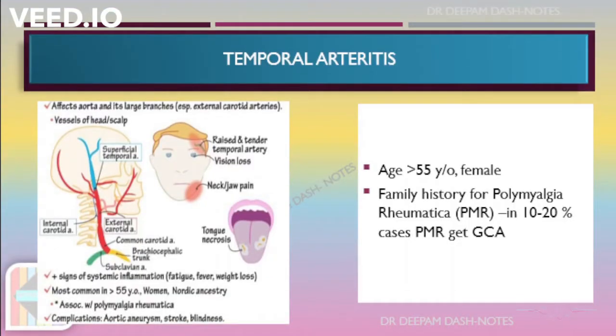Let us now have a look at temporal arteritis, which is also known as giant cell arteritis. It is known as arteritis because it is an autoimmune disease which affects the temporal artery. It usually affects only one side, and therefore the patient will usually present as a female who is more than 55 years of age with pain on one side of the head, especially aggravated while combing the hair or while chewing. Other than that, the patient might also have a complaint of joint ache, which is usually due to polymyalgia rheumatica, PMR, and that is present only in 10 to 20% of the cases.